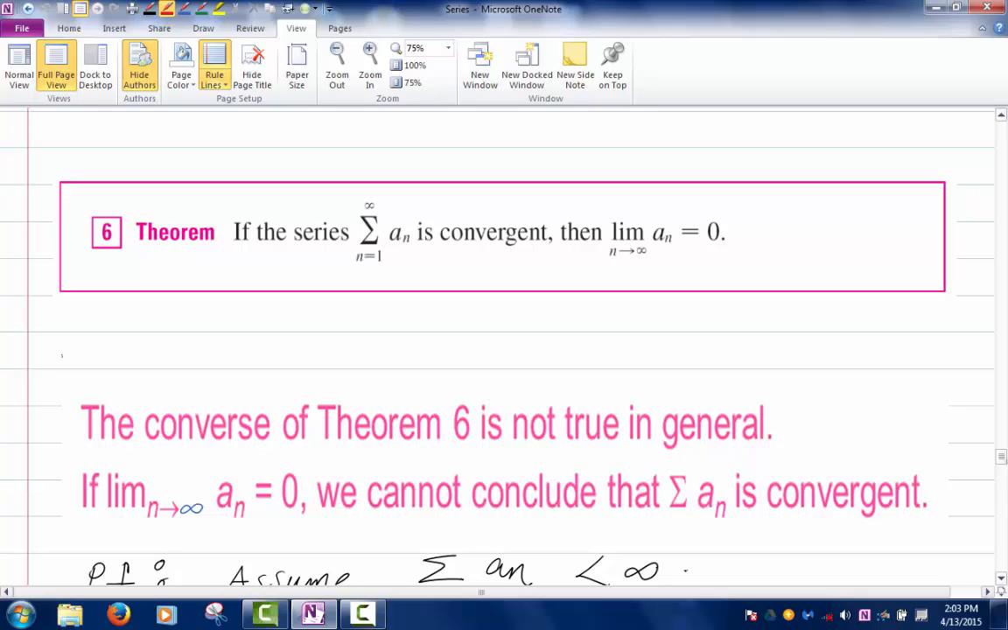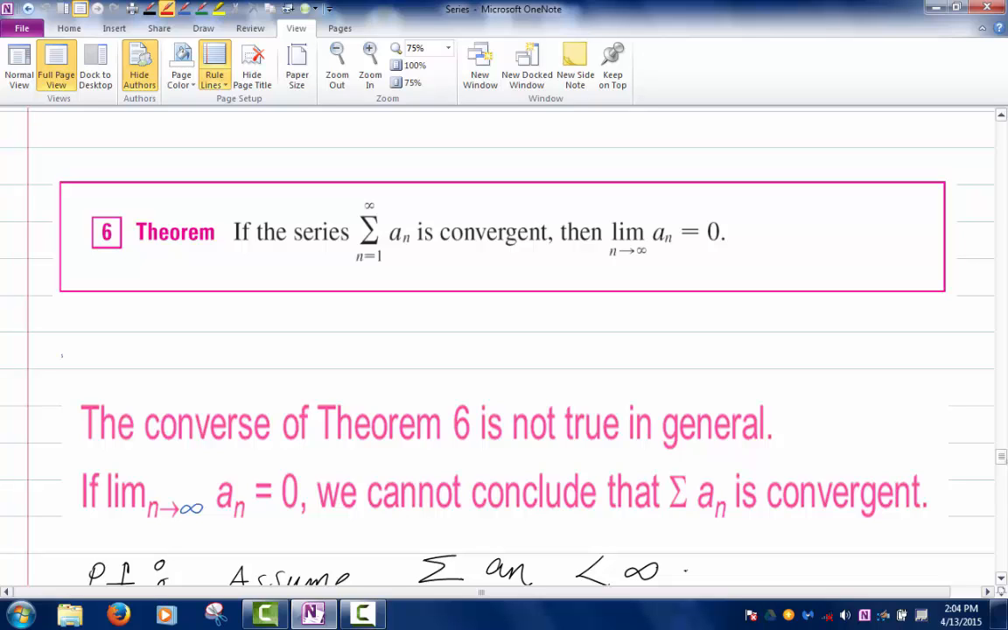This theorem says if the series summation n going from 1 to infinity of an is convergent, then the limit as n goes to infinity of an is 0. So what is it telling you? It's telling you that if you have a convergent series, then the terms of the series are decreasing to 0. I shouldn't say decreasing, but the terms are getting closer and closer to 0.